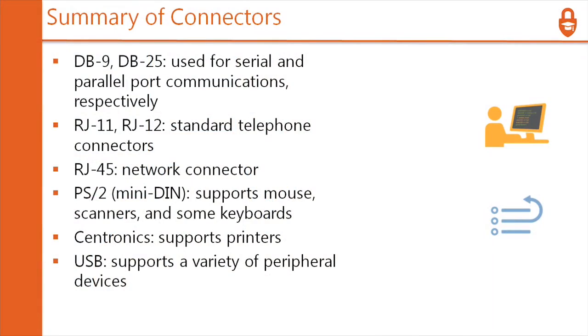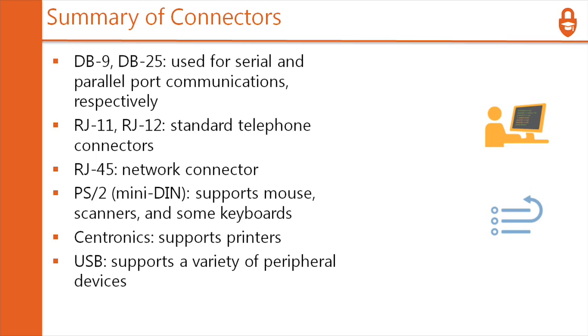So, summary of connectors, again, a lot of test questions from this section. DB9 and DB25 are used for serial and parallel port communications respectively. The 9-pin was for serial, the 25-pin for parallel port communications. RJ11 and RJ12 are standard telephone connectors. RJ11 is the really small one, the old school telephone, which nobody even knows what those look like today. The old school handsets that had the big bell on it, the big box phone, like your grandpa may still have around the house.